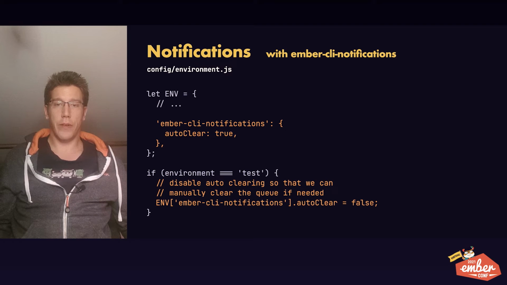By default, these notifications stay on the screen until the user explicitly closes them. But for most cases, we want to hide them after a few seconds. And we can use the auto clear option of Ember CLI Notifications for that. But if you use that, make sure to disable this behavior for testing. If you don't, the tests will wait until the notifications are hidden, which leads to very slow tests again.